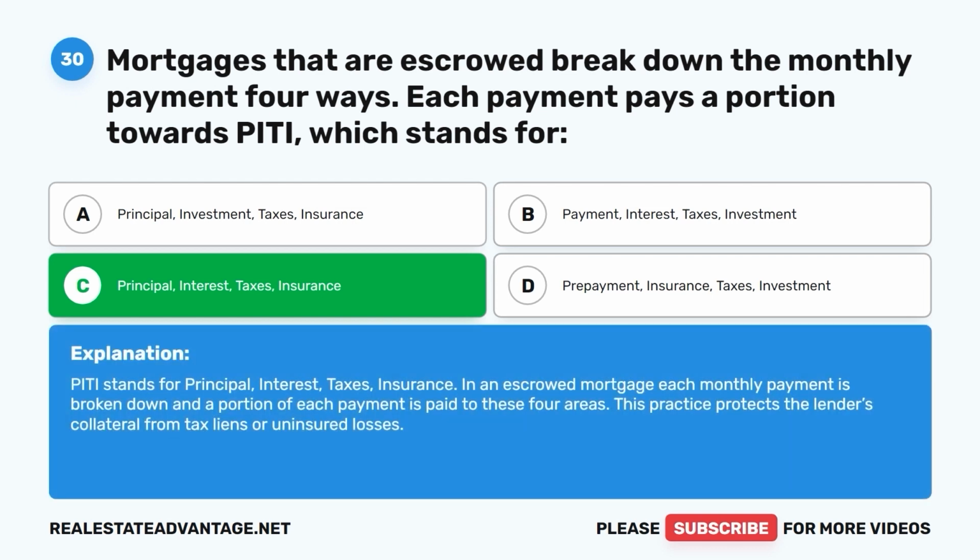PITI stands for Principal, Interest, Taxes, Insurance. In an escrowed mortgage, each monthly payment is broken down and a portion of each payment is paid to these four areas. This practice protects the lender's collateral from tax liens or uninsured losses.